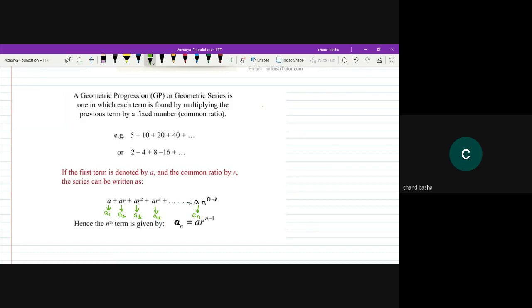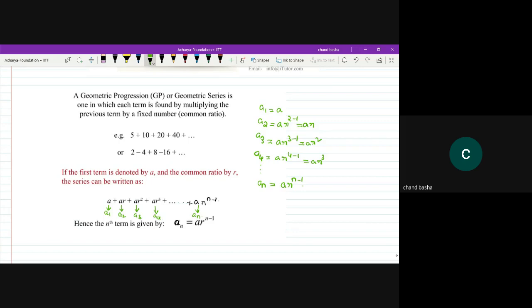Let us see, I can define here. A1 means it is the first term. A2 means AR power 2 minus 1, that is equal to AR power 1. A3, third term, is what? AR power 3 minus 1, that is equal to AR square. Fourth term, A4 is equal to AR power 4 minus 1, that is equal to AR cube. And so on. AN, nth term or general term, is equal to AR power n minus 1.